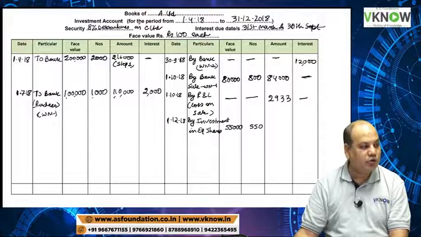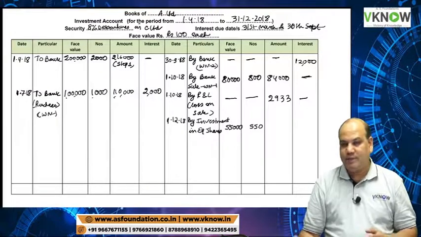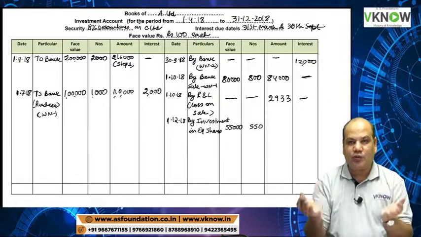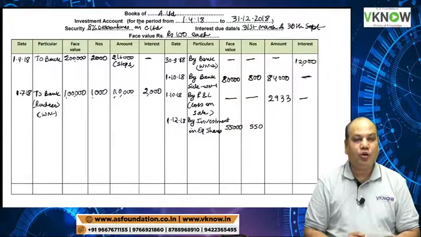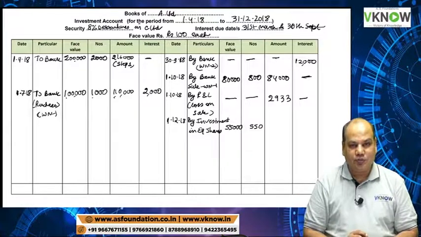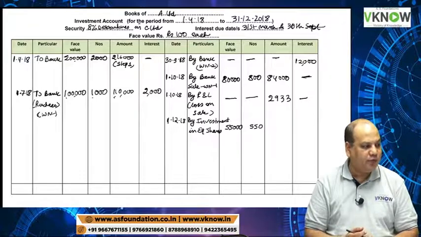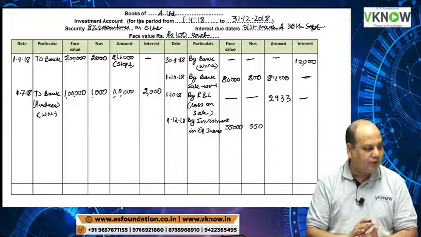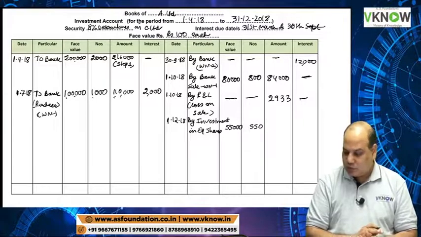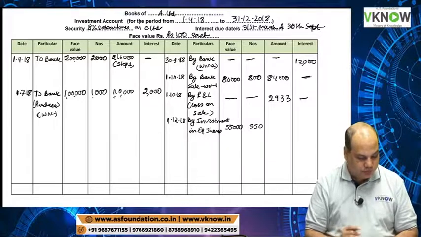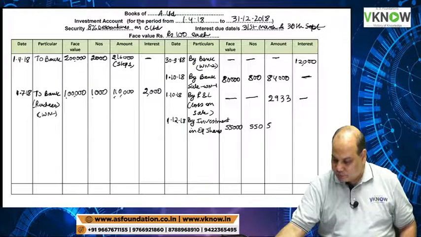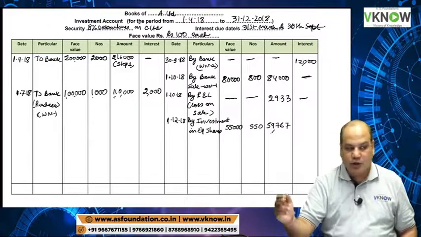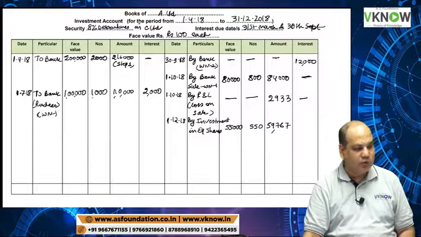What was the cost of converted debenture? Check and tell me. Working note 5, step 5, you see. Step 5. Cost of converted debenture 59767. Check. You're right, 59767.